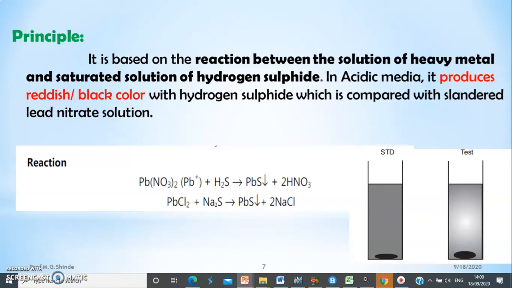We can also perform this with sodium sulfide. So here we will find, as shown in the diagram, that a black precipitate of lead sulfide is observed, or a color is developed in the standard solution as well as in the standard and sample, depending upon the presence of impurity.